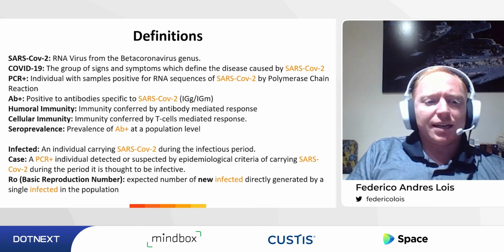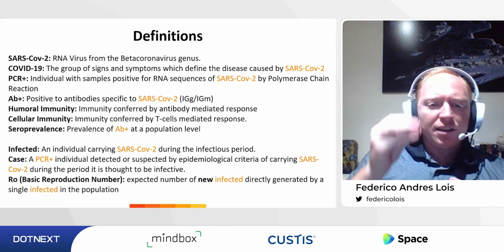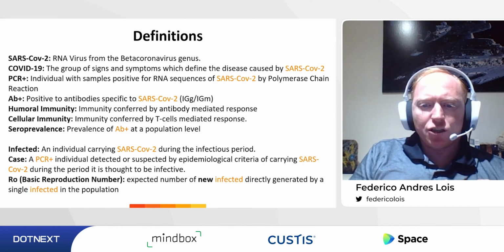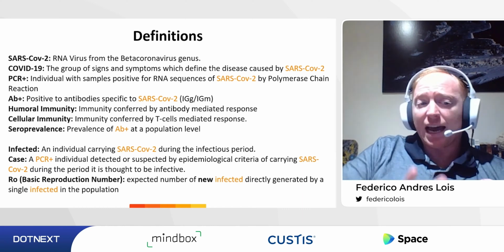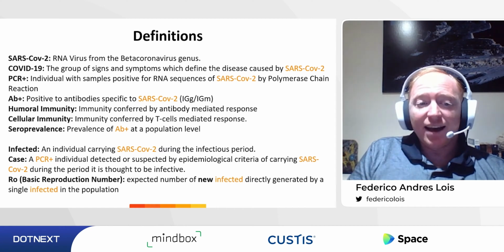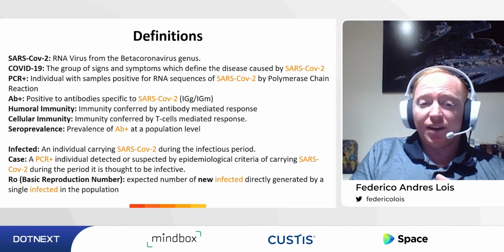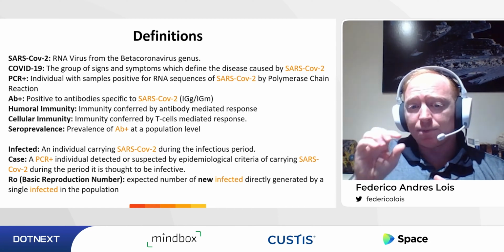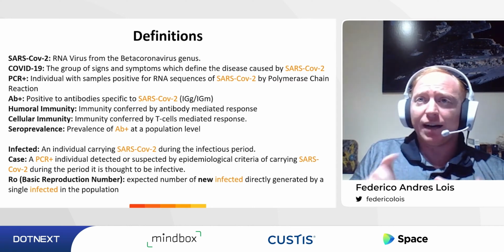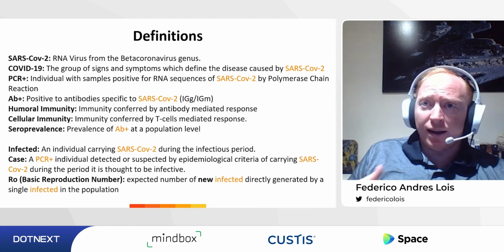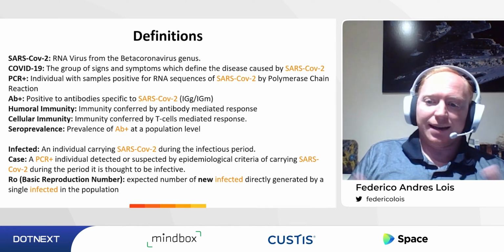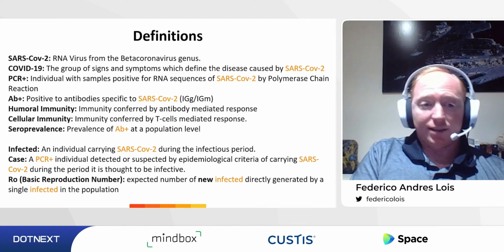Then we have to be talking about infected, which is an individual carrying SARS-CoV-2 during the infectious period, which is entirely different to the case. A case is a PCR positive individual detected or suspected by epidemiological criteria, which means I go to the hospital, I have a dry cough, I have a viral pneumonia, probably I'm SARS-CoV-2 positive.